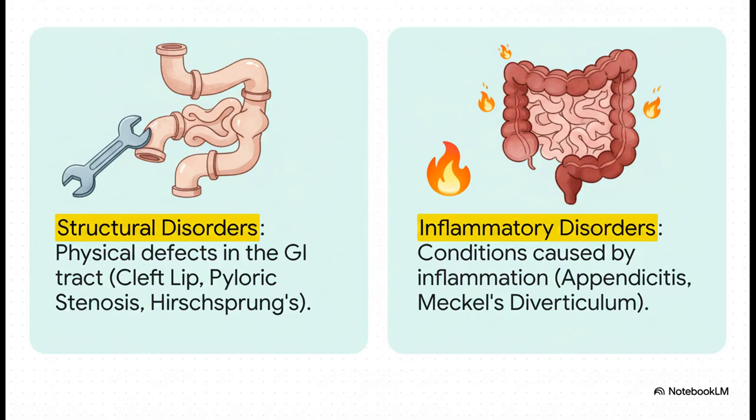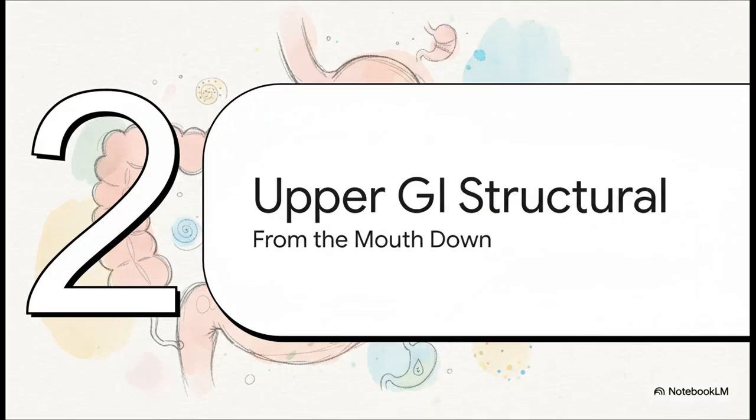On the other hand, you have inflammatory disorders. Here, the plumbing is built right, but the issue is the body's own inflammatory response causing chaos. It's a simple framework, but trust me, it's going to help keep all these conditions straight in your head. All right, let's start our journey at the very top. We're going to dive into some of the most common upper GI structural issues you'll see in pediatrics.